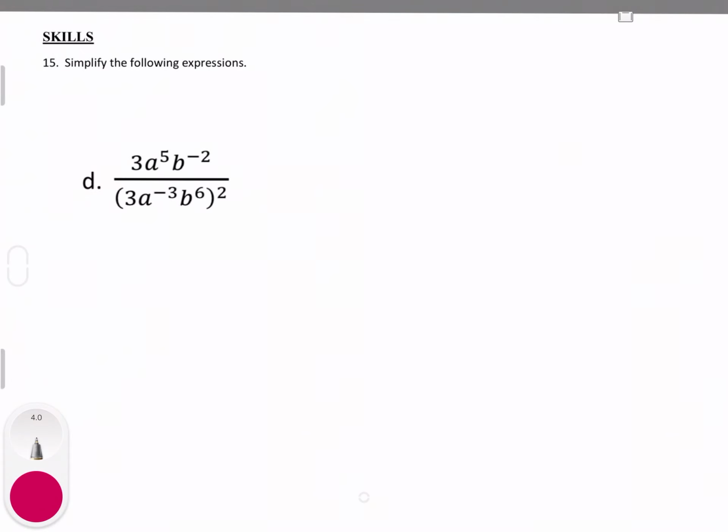Okay, so they want us to simplify this expression entirely. And in order to do that, remember we first want to get rid of any parentheses. So we are going to go ahead and distribute this exponent on the outside to each exponent on the inside of our parentheses.